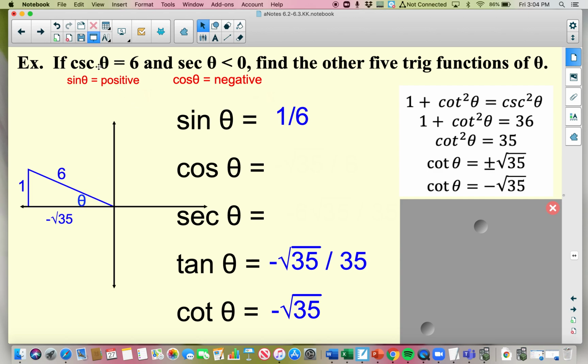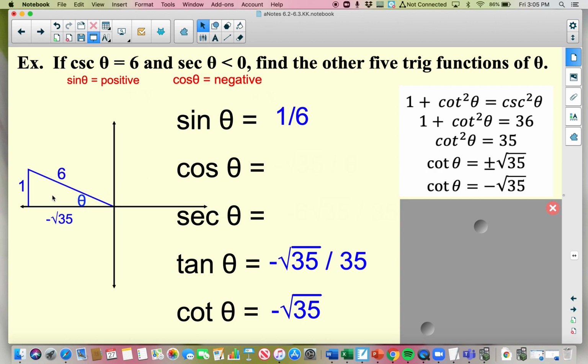And I know cosecant's the reciprocal of sine. So if cosecant is 6 over 1, then instead of being opposite over hypotenuse, it's going to be hypotenuse over opposite. So hypotenuse is 6, opposite is 1. I can use the Pythagorean theorem to figure out my adjacent side is negative root 35, which, no coincidence, I got that algebraically as well.